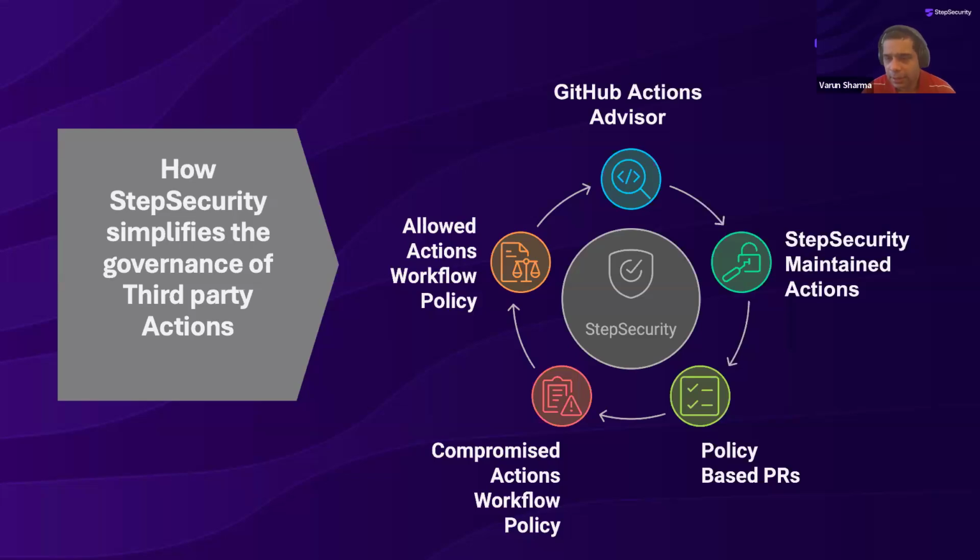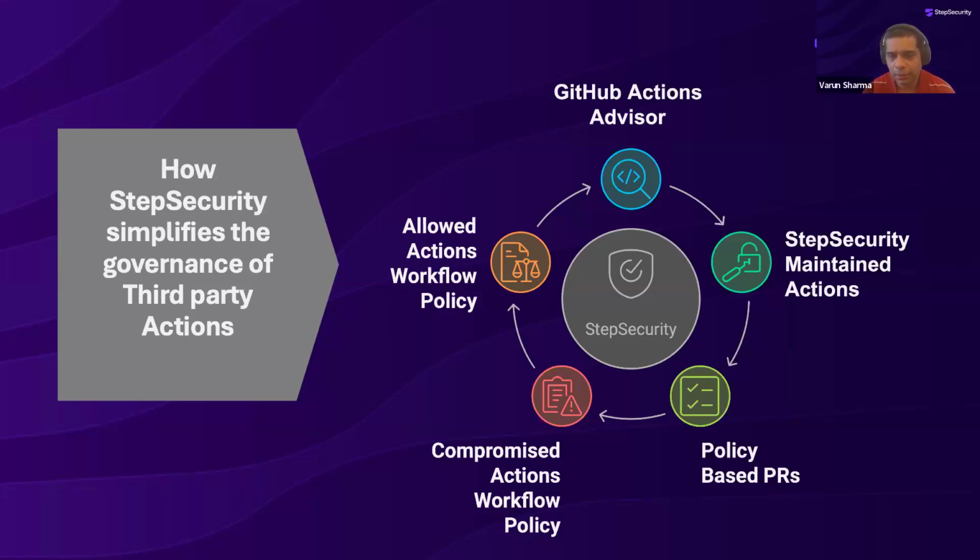The next capability is policy-based pull requests, which can be used to pin the actions to a commit SHA and also replace risky actions with the StepSecurity maintained actions automatically through that pull request. And then we have a couple of workflow run policies related to the use of actions. The first one is compromised actions policy.